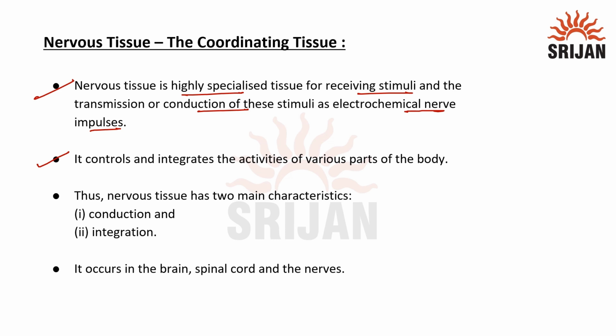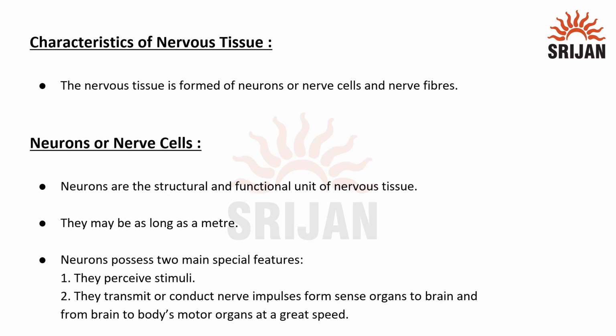So we can say that nervous tissue has two main characteristics. The first one is conduction and the second one is integration. For the integration, some organs are going to play a very important role, which includes brain, spinal cord, and the nerves. Here we can see the characteristic of nervous tissue. So we know that nervous tissue is going to be formed of the nerve cell. These nerve cells are also called as neuron, and apart from this neuron, we also have nerve fiber.